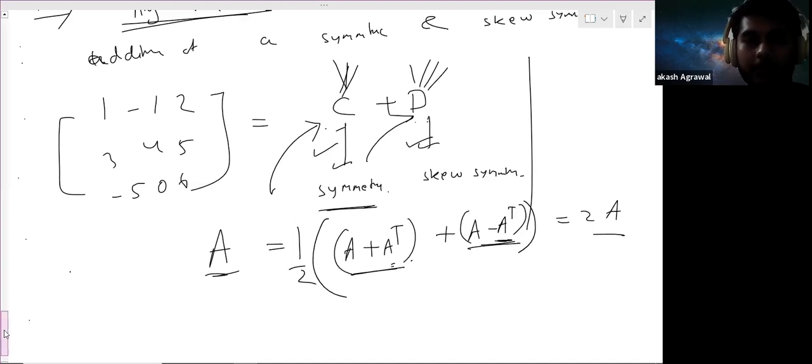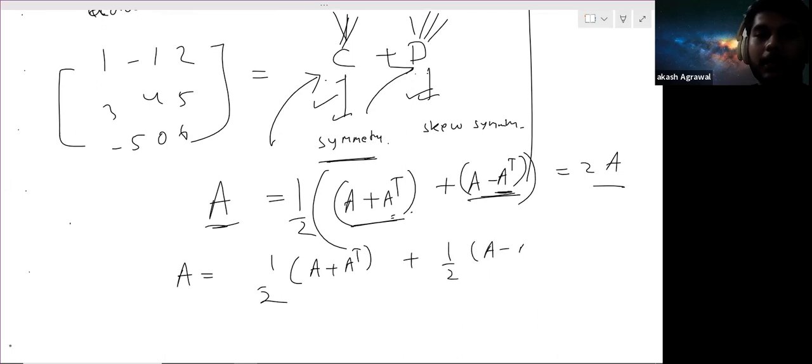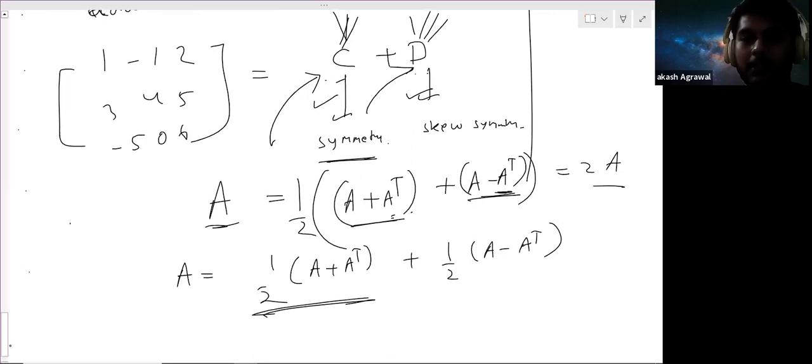So what actually happens is, you can write any matrix A in this form: half of (A plus A transpose) plus half of (A minus A transpose). Why do we do this? This matrix will be a symmetric matrix, and this matrix will be a skew symmetric matrix.